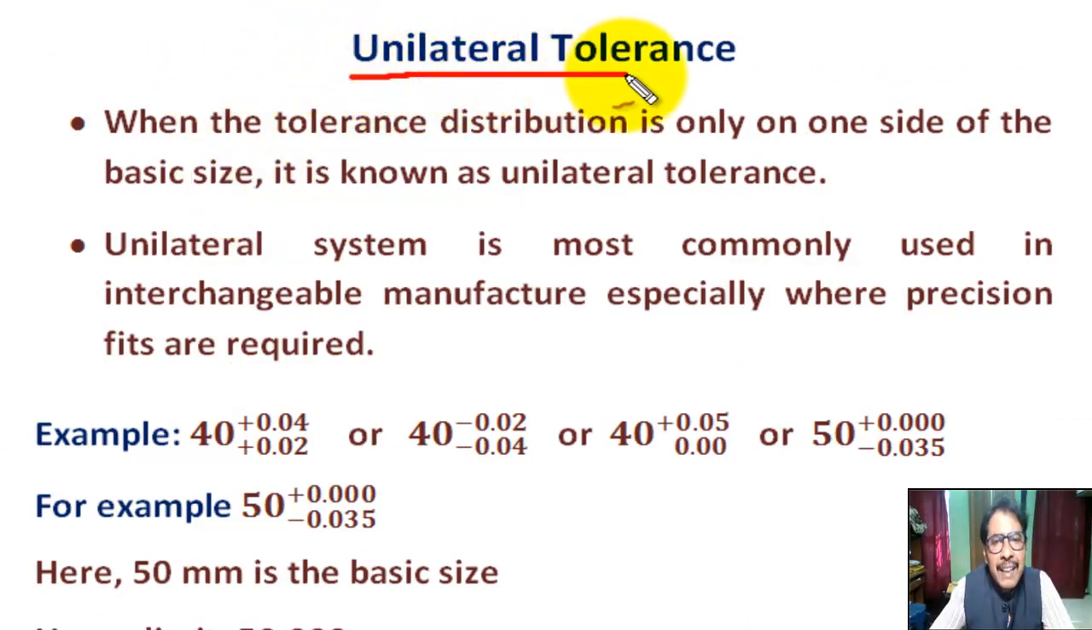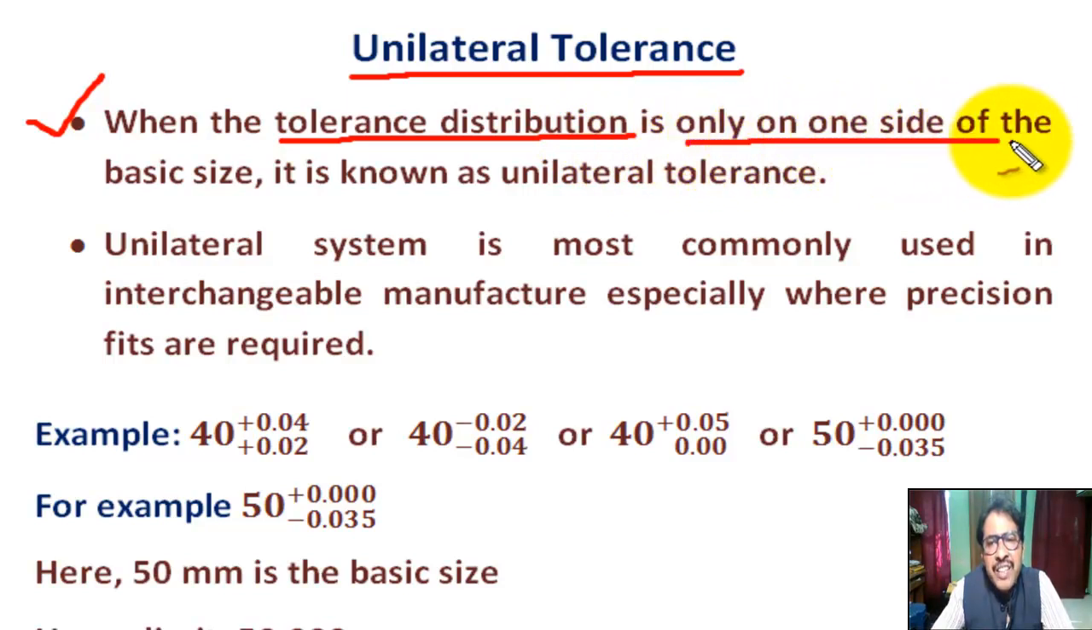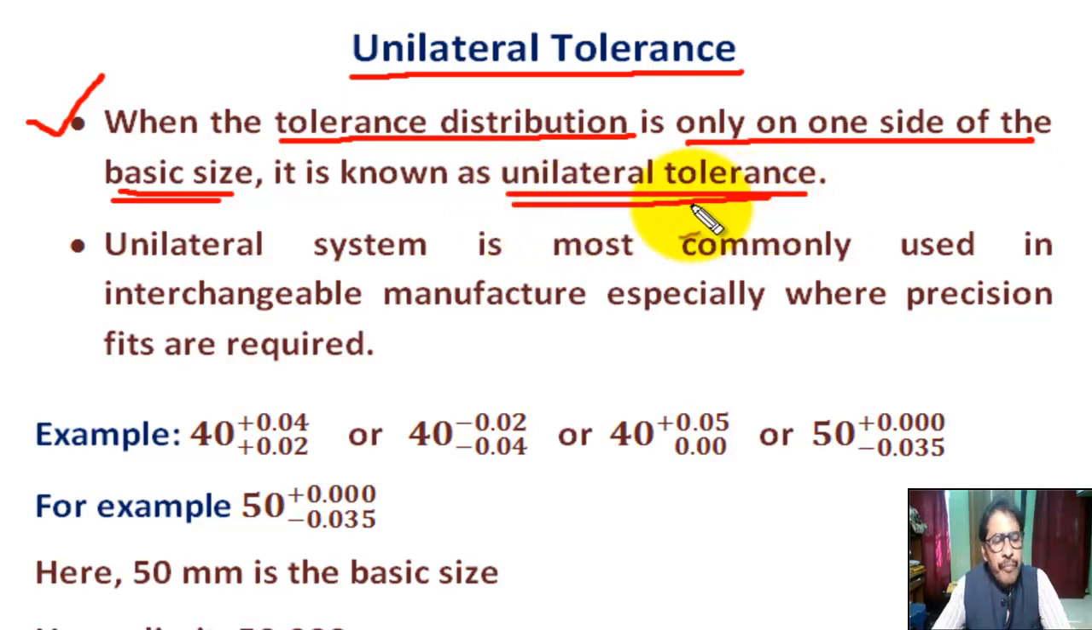Now, what is unilateral tolerance? When the tolerance distribution is only on one side of the basic size, this is known as unilateral tolerance. Unilateral tolerance limits lie wholly on one side of the basic size, either above or below the basic size.